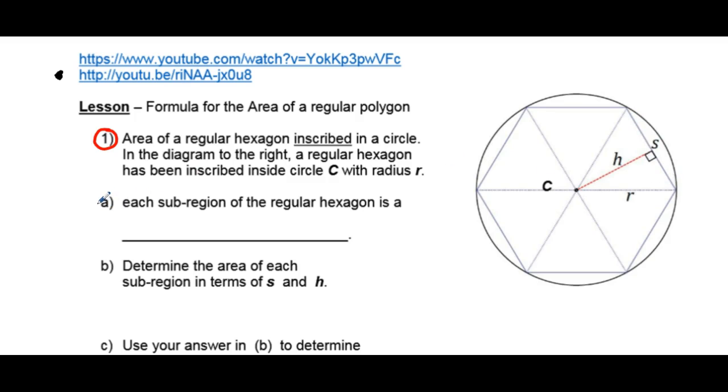Back over here to A. Each subregion of the regular hexagon is A. When they say subregion, they're referring to this triangle over here. Notice the hexagon was broken up into 1, 2, 3, 4, 5, 6 subregions, as they call it, or 6 triangles. So, what kind of triangles are those? If you said equilateral triangles, you are right. So fill that in.